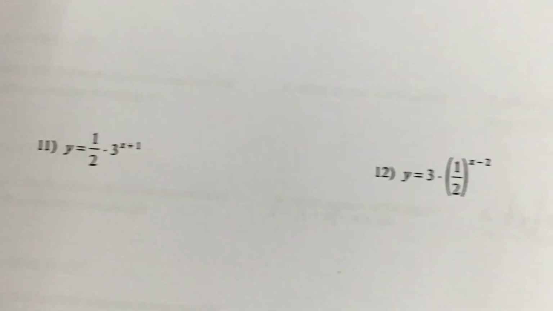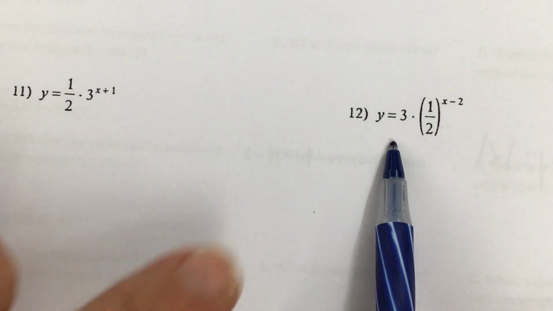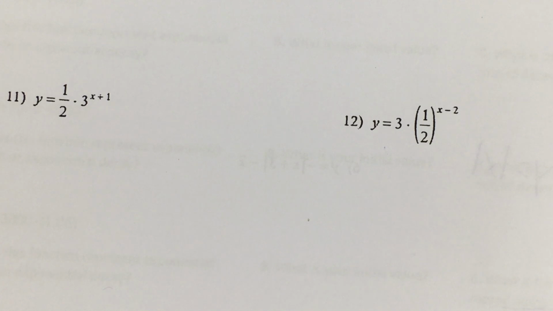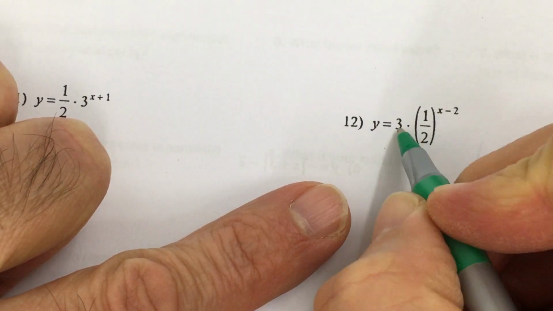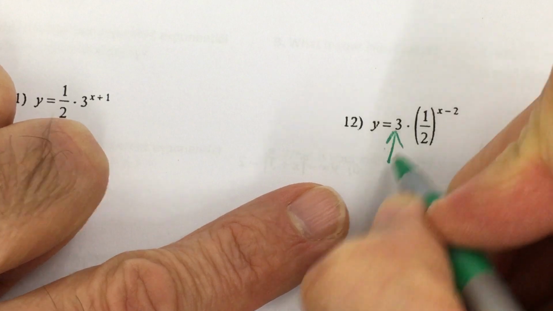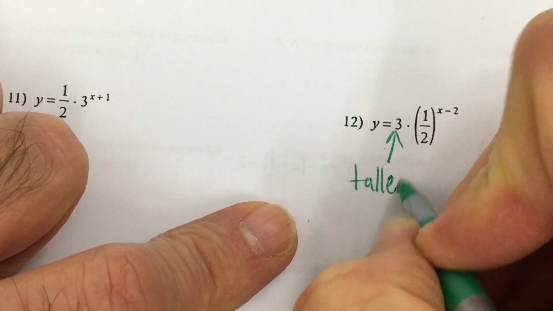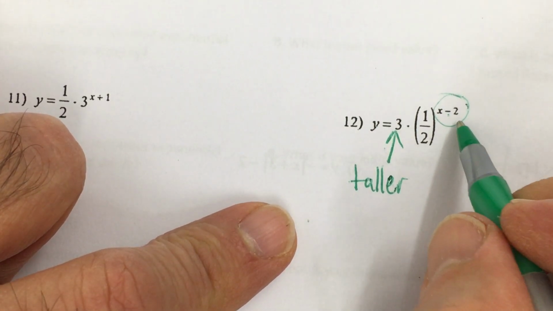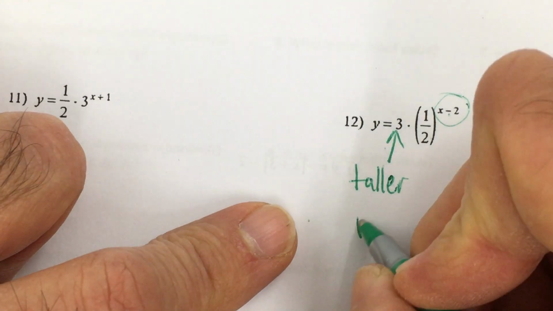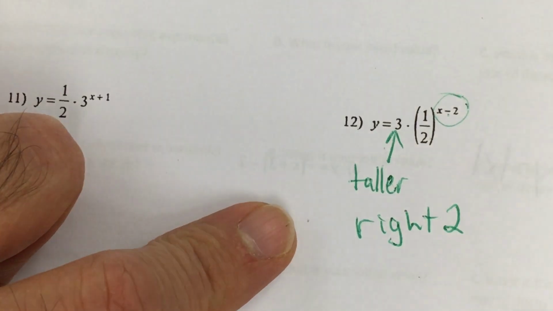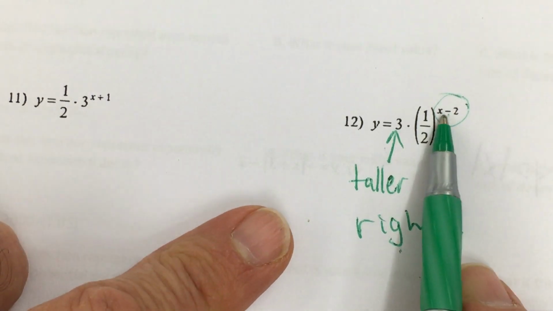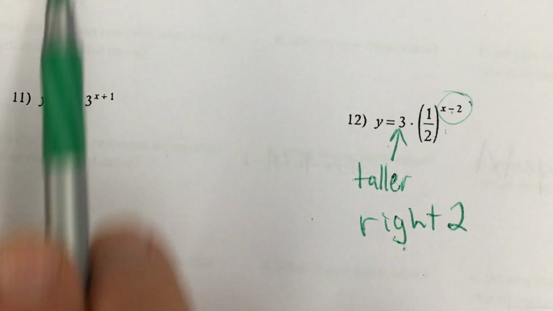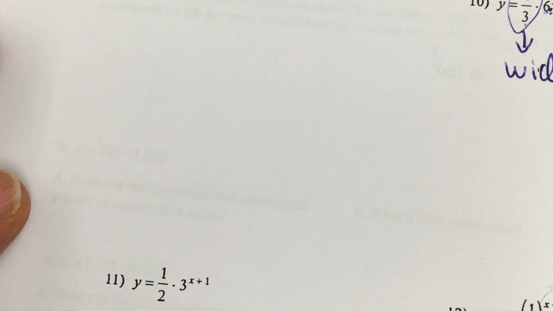This one down here, let's see, can you see it? Number 12. Here's my base. This 3 tells it to get taller or narrower. And this x minus 2, well, x is telling me to go left. I'm going to go right 2. I'm going right, because do the opposite of what my x tells me. I want you to do these other ones here. You do the 9 and 11.